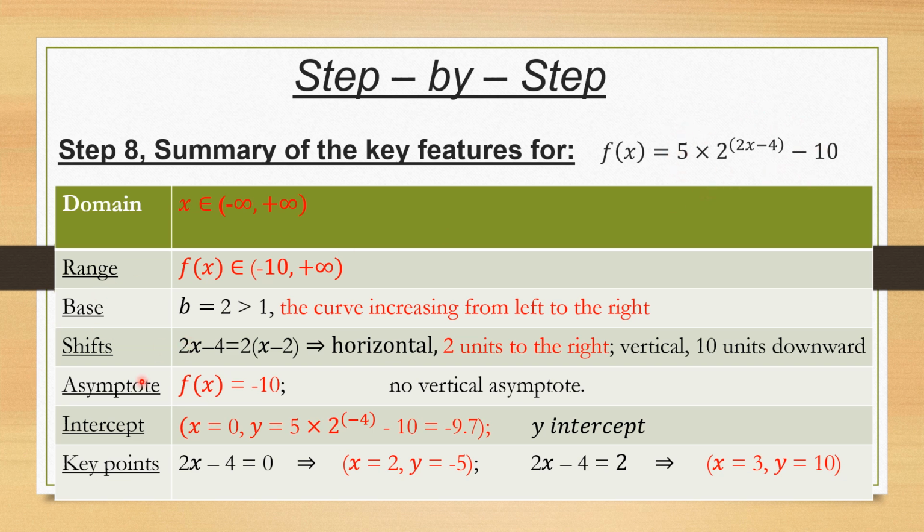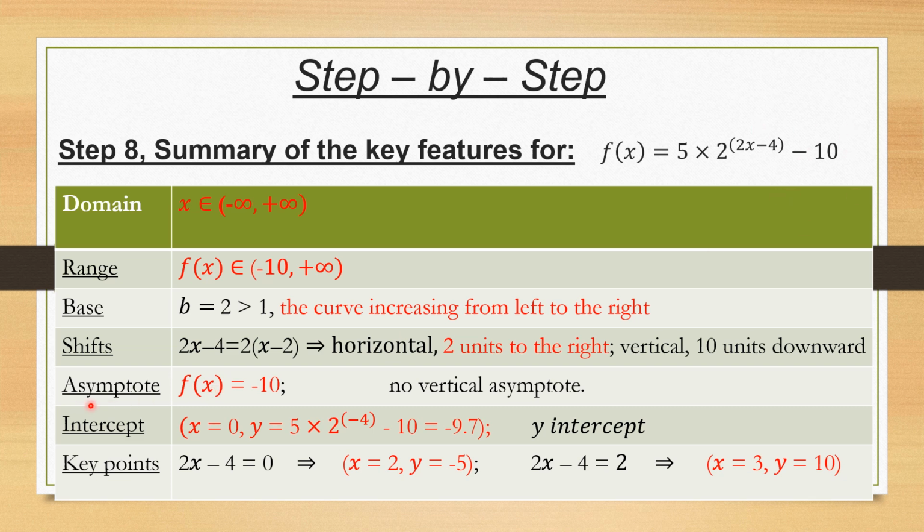The shifts are going to be 2 units to the right and 10 units downwards because this exponent can also be written as 2 times, in brackets, x minus 2, and that x minus 2 can also mean 2 units to the right. It's 10 units downwards because there's a minus 10 here.